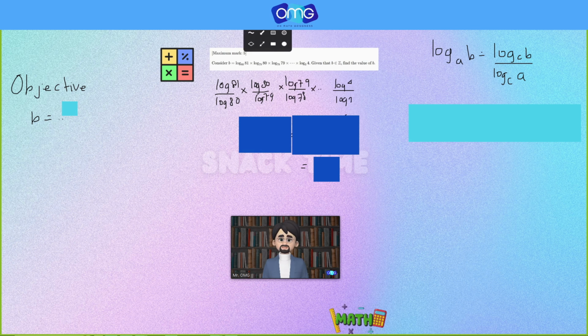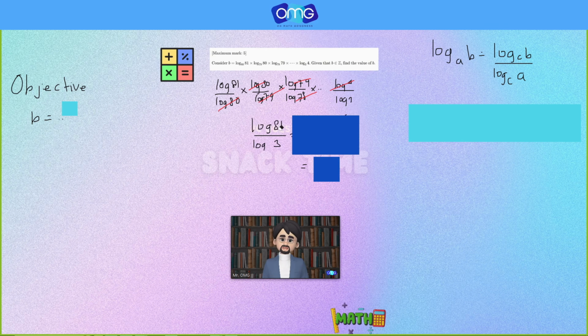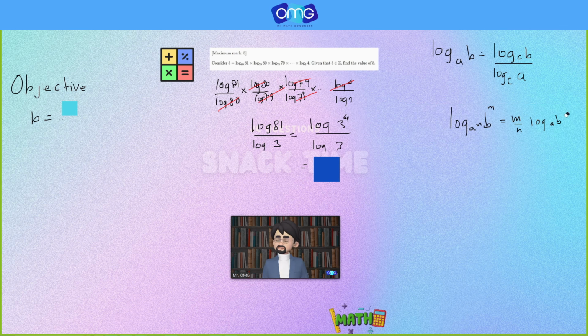So here you can see that we can cross these out, which leaves us only log 81 over log 3, and 81 itself is 3 to the power of 4. So we can use this formula. This equals 4. So 4 is the answer.